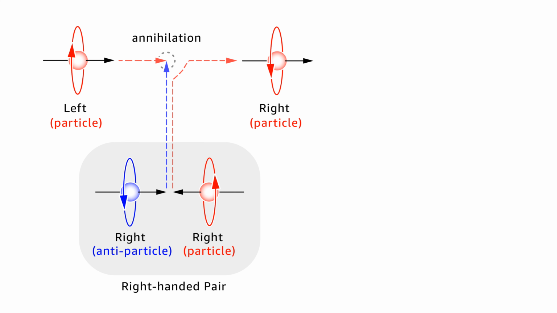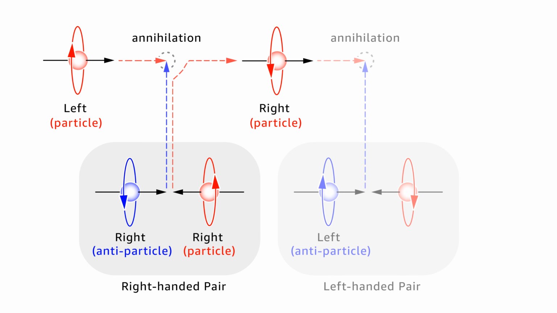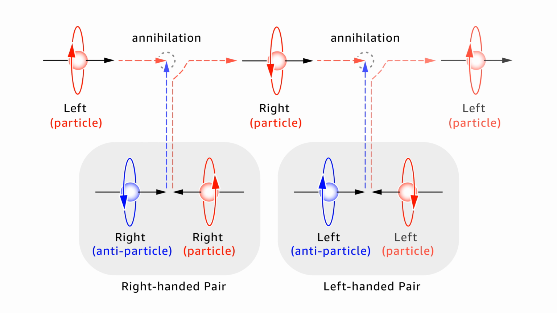Next, the right-handed particle collides with the left-handed antiparticle, and they annihilate. Because of this annihilation, only the left-handed particle remains. That is, the right-handed particle is replaced by the left-handed particle, as illustrated.